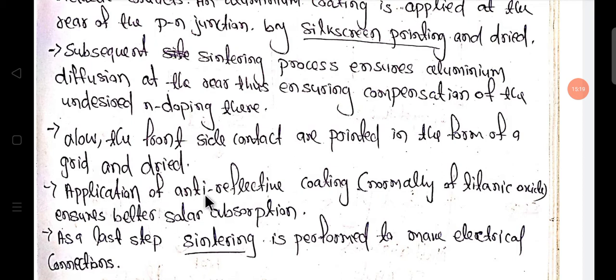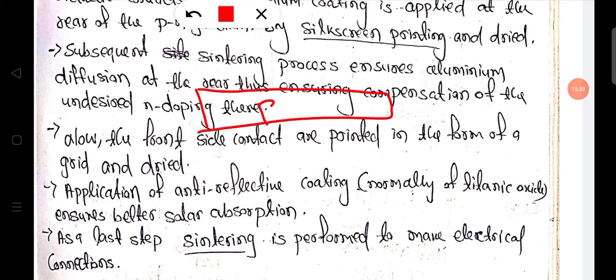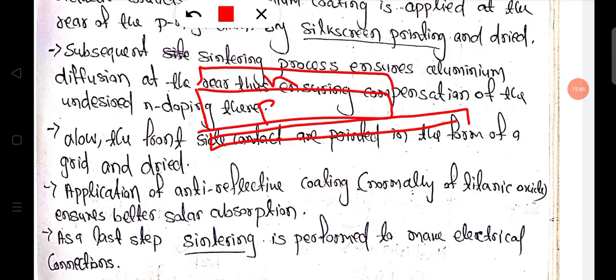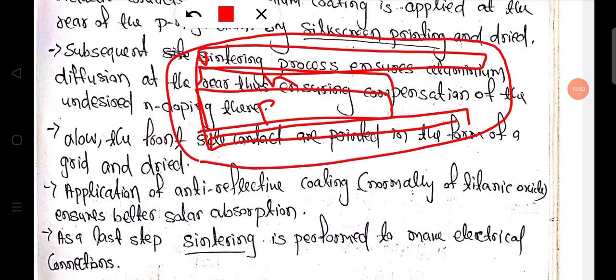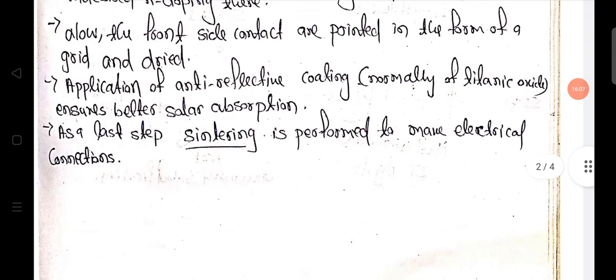The application of anti-reflecting coating, normally titanium oxide, ensures better solar absorption. As a last step, sintering is performed to make electrical contacts. That means here P type, then N type, then aluminum contact on the rear side, then front side aluminum contact, and the last step is sintering. Sintering means ensuring that all contacts are good and electrical contact is made.